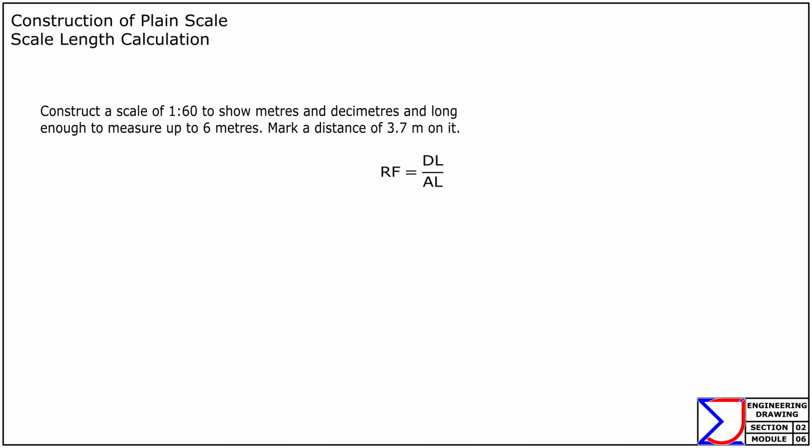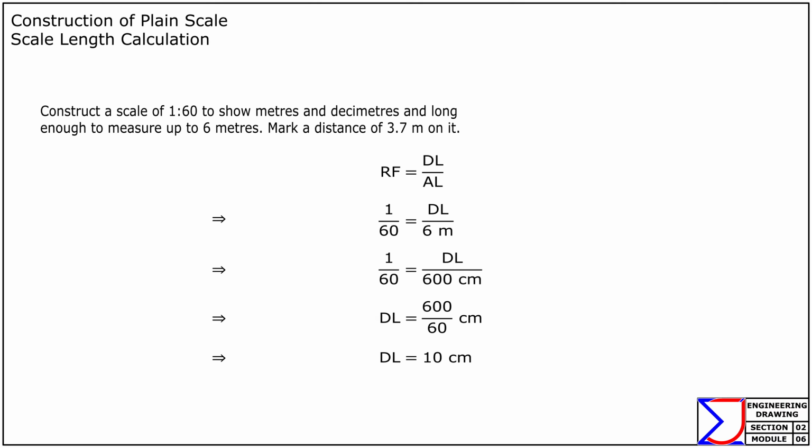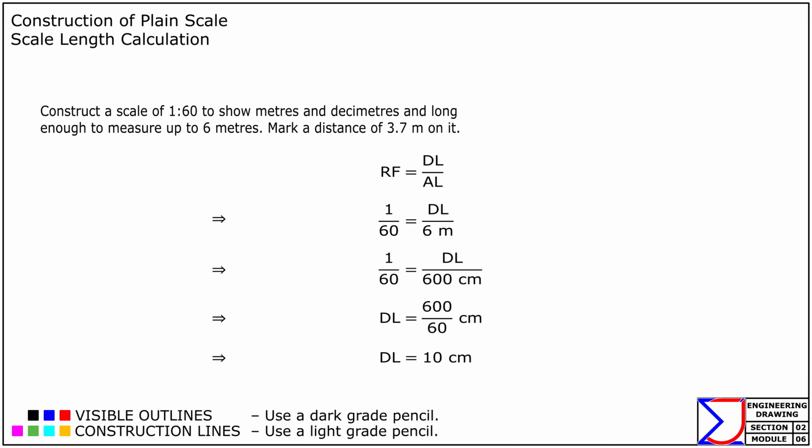The given scale ratio is 1:60, meaning 1 unit on the drawing represents 60 units in reality. Since the scale needs to measure up to 6 meters, we convert this distance into centimeters for convenience. So, the required drawing length is 10 centimeters.